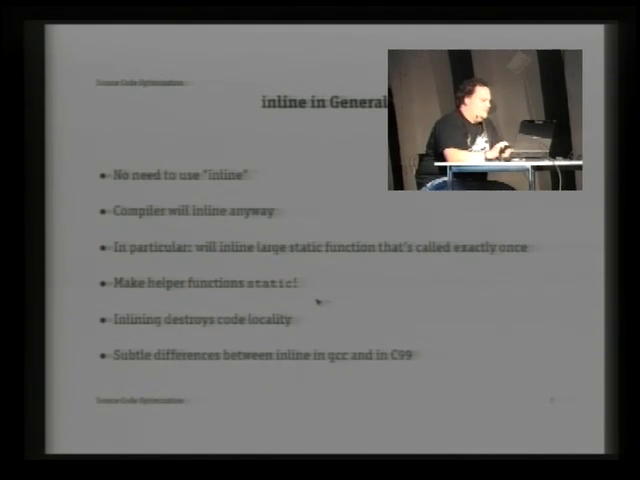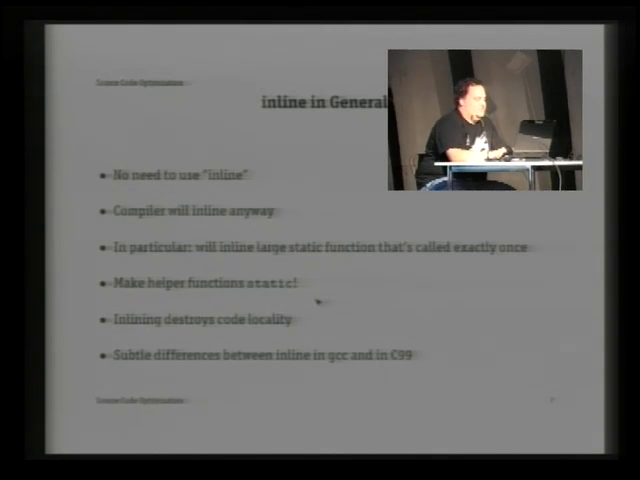So the downside to inlining is that it destroys code locality. I have some statistics later in the talk about how memory bandwidth is really the dominating issue for optimization these days. So only use inlining when it actually makes sense, and one of the places where it does make sense is for range checks. I have some statistics on that too.